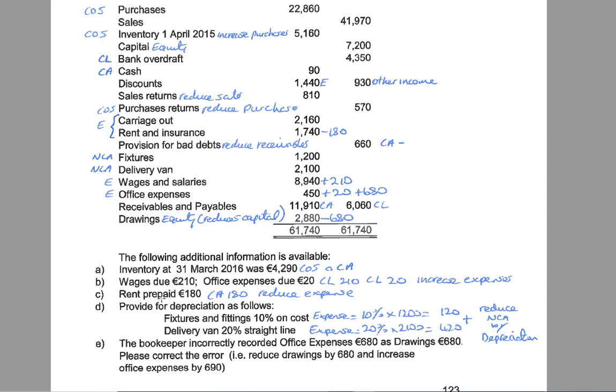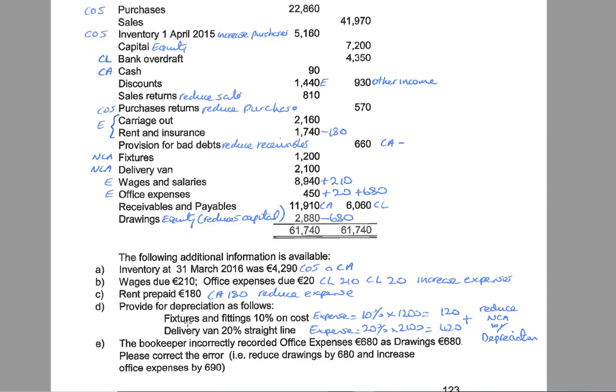Rent prepaid, reduce the expense. So we find rent prepaid, we've paid 1740, but some of that is for next year, 180 is for next year, so that's not this year's expense, so we reduce it in our expenses, and in our current assets we'll have a current asset of 180.